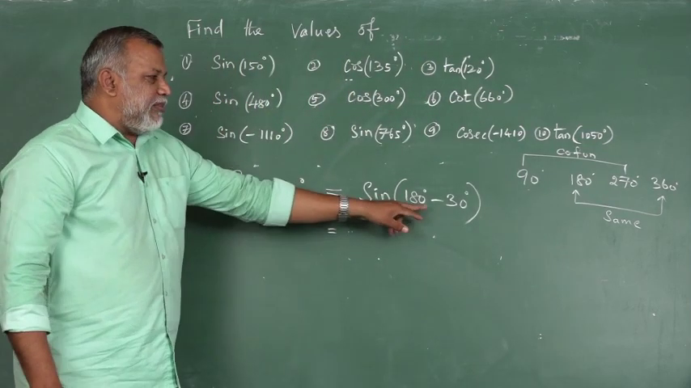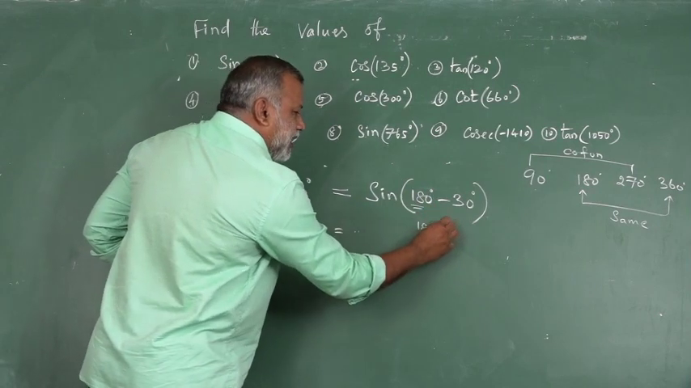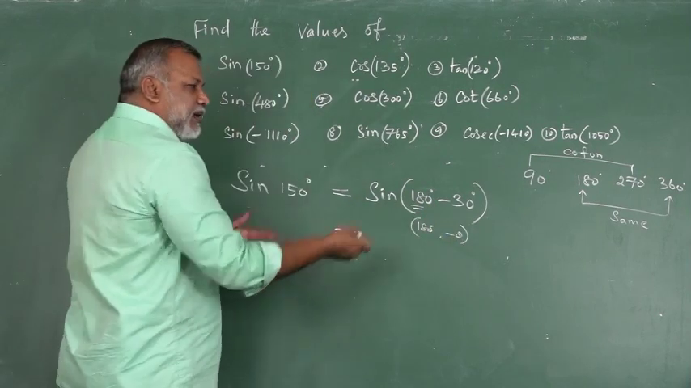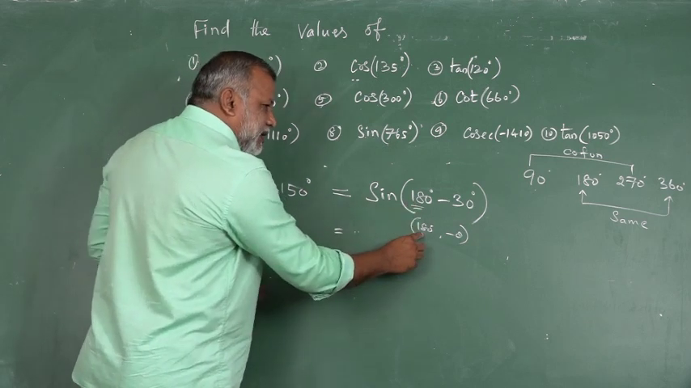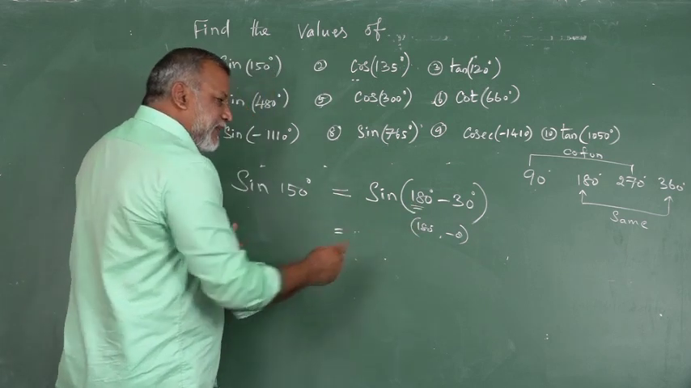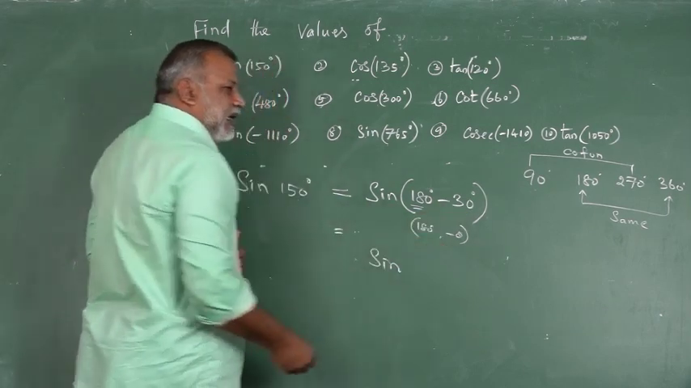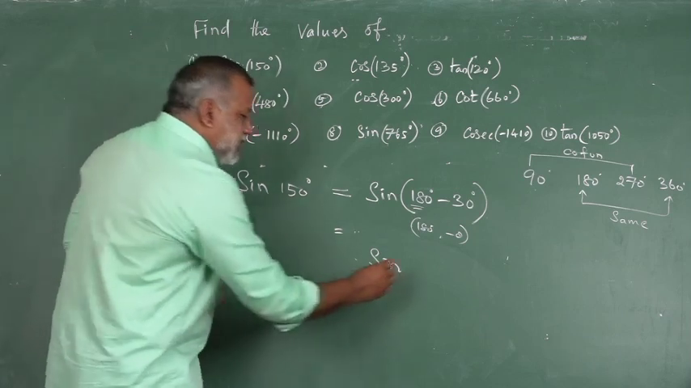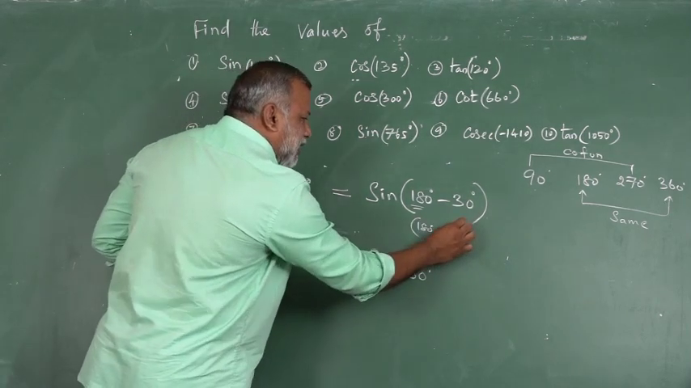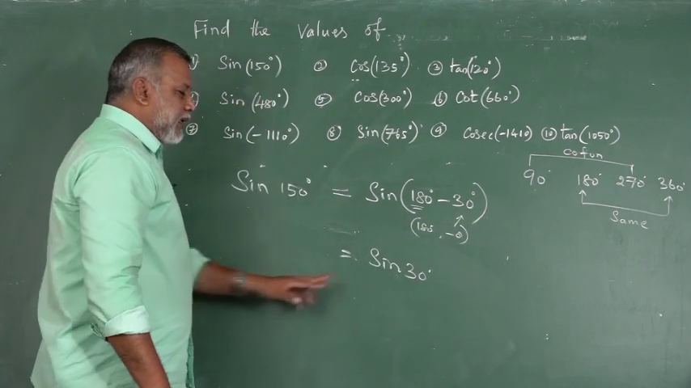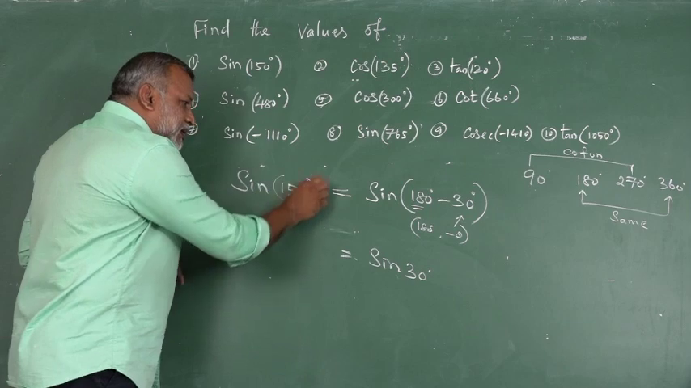Sine of 180 minus 30, in the form of sine of 180 minus theta. Already we discussed this one. Sine of 180, think about it as an even number. Then apply the same function, sine. Instead of theta, how much angle are we having? 30 degree. So sine 30. Now think about the quadrant.